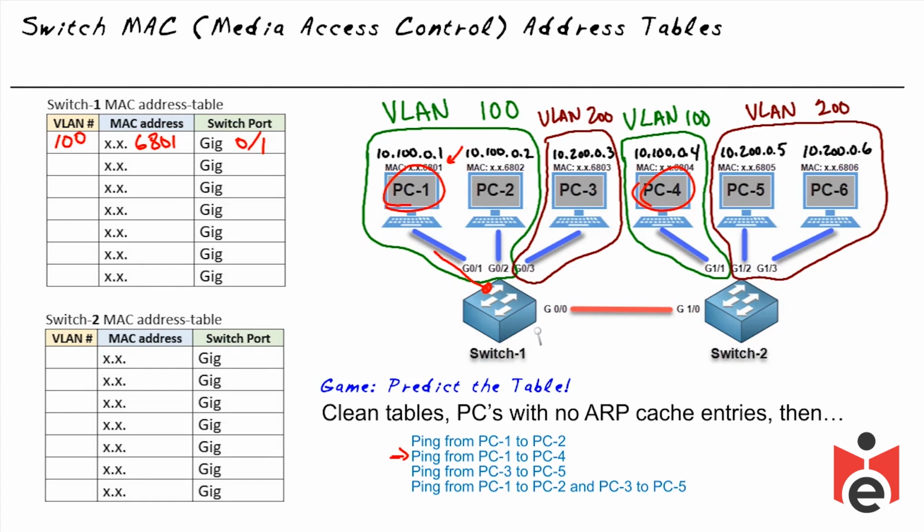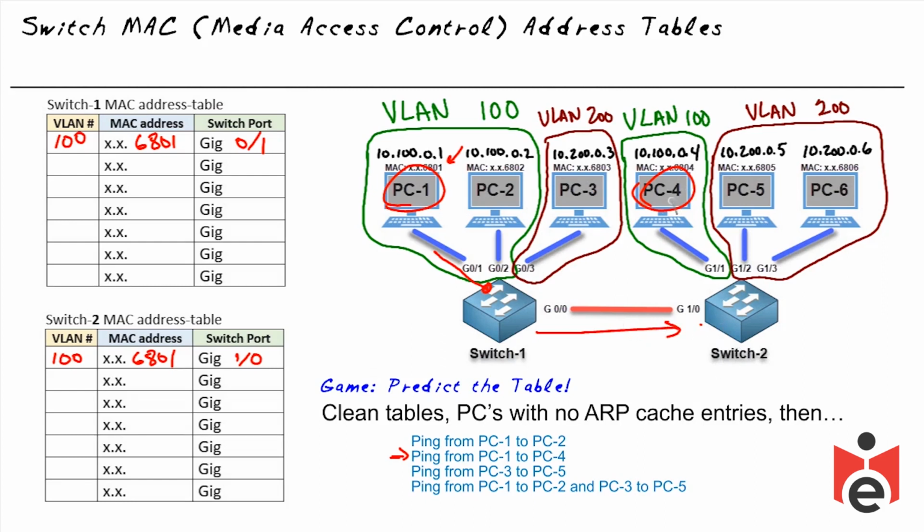That traffic would also be forwarded over to switch 2. It would be received on gig 1/0, and so on gig 1/0 on switch 2, it would also know about the MAC address of PC1 ending in 6801, which is in VLAN 100 because of the 802.1q tag that switch 2 saw on that frame as it came in.